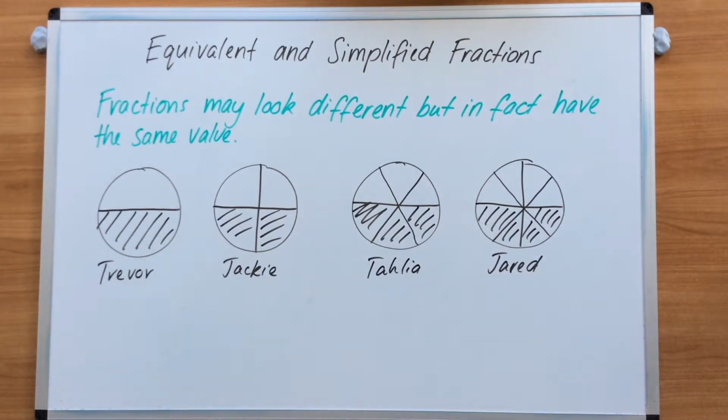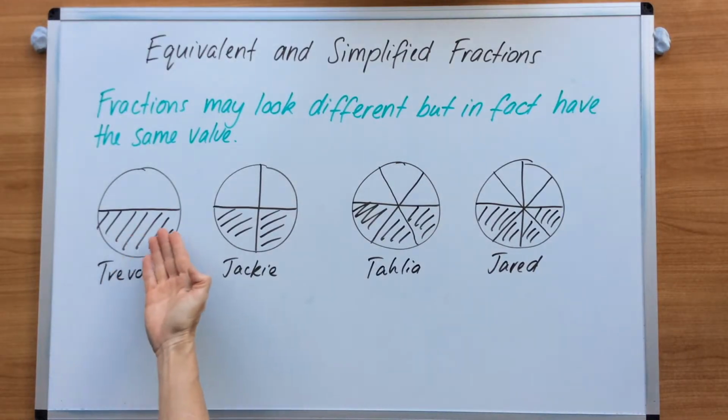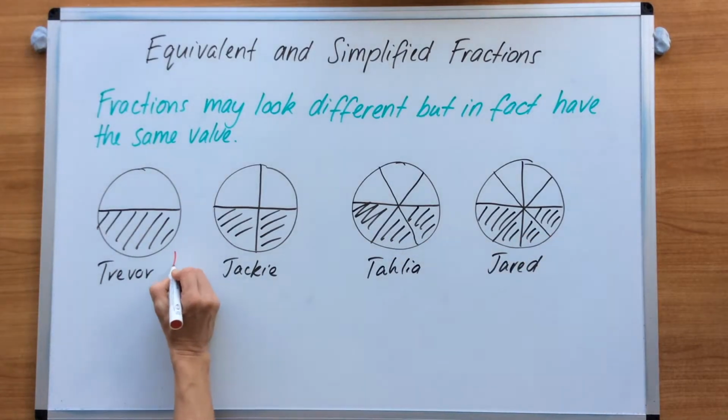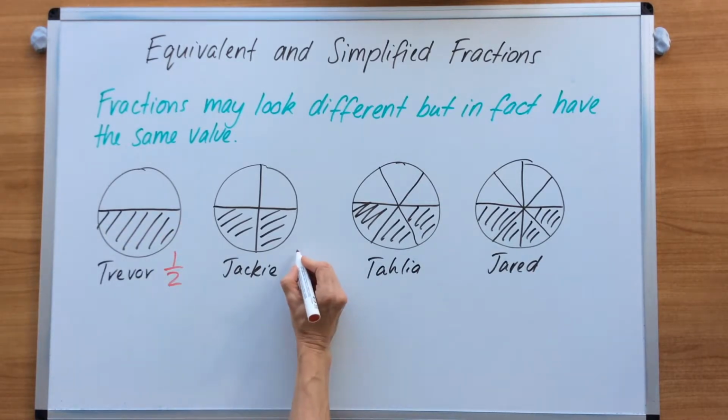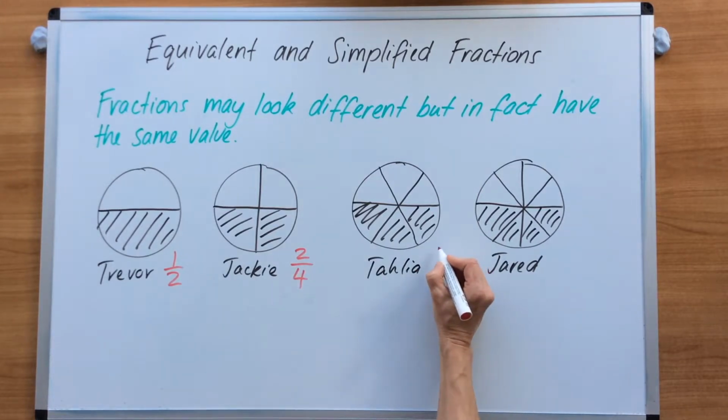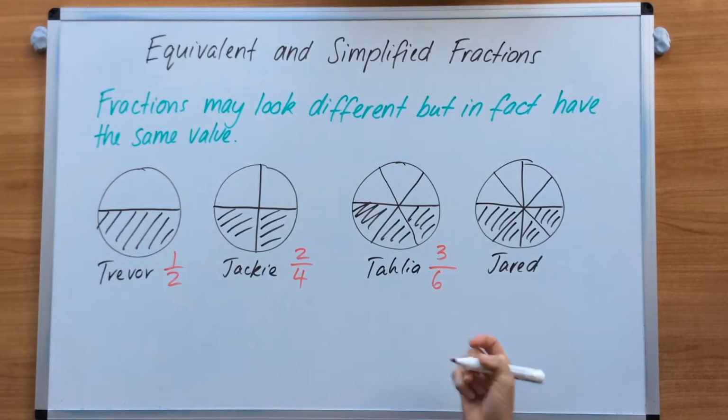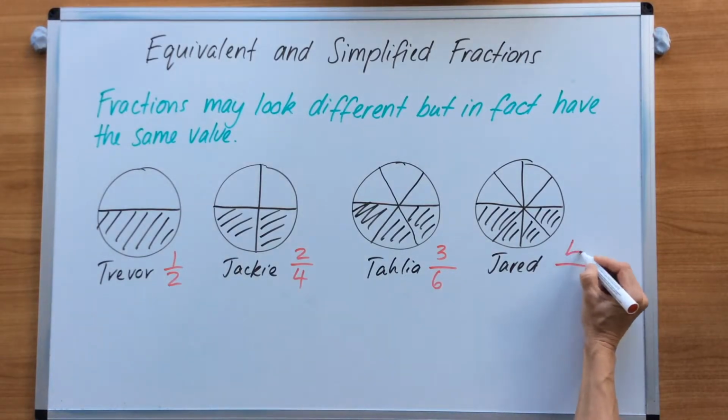Now, as you can see, all of these pizzas have the same amount of shaded colour. So they've technically all eaten half a pizza. Trevor has cut his into 2. He's eaten 1 out of the 2. Jackie's cut hers into 4. She's eaten 2 out of the 4 pieces. Talia's cut hers into 6, and she's eaten 3 out of the 6 pieces. And Jared cut his into 8, and he ate 4 out of 8 pieces.